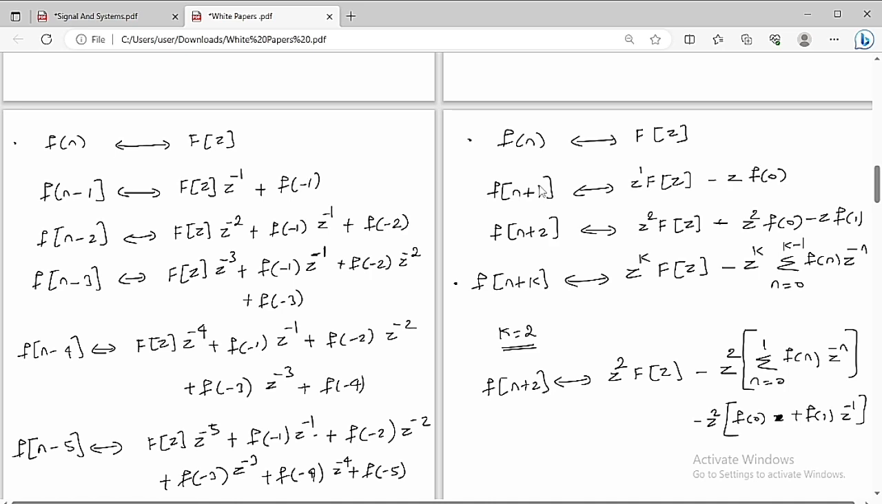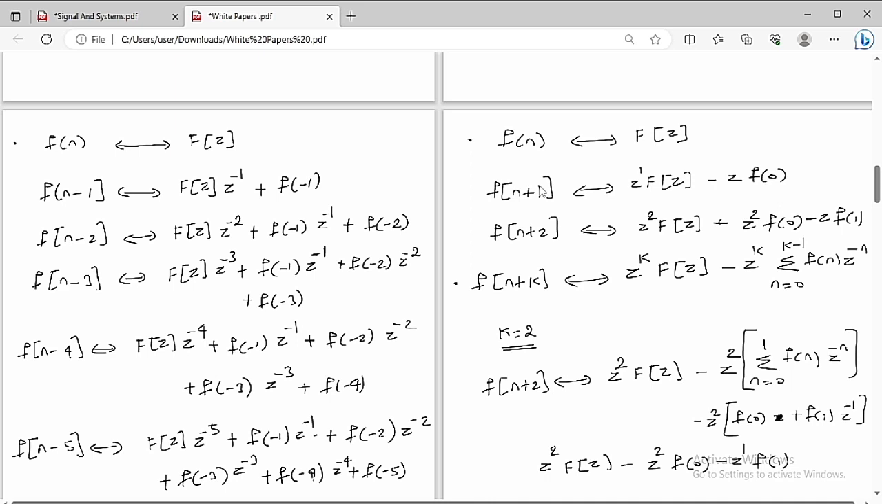So take this z square inside and find what you are going to get. z square into f of z minus z square into f of 0. So z square into z to the power of minus 1 is z to the power of 1 only. So minus z to the power of 1 into f of 1. Right? So same thing we have got, the same form. So I want you to remember only this one.